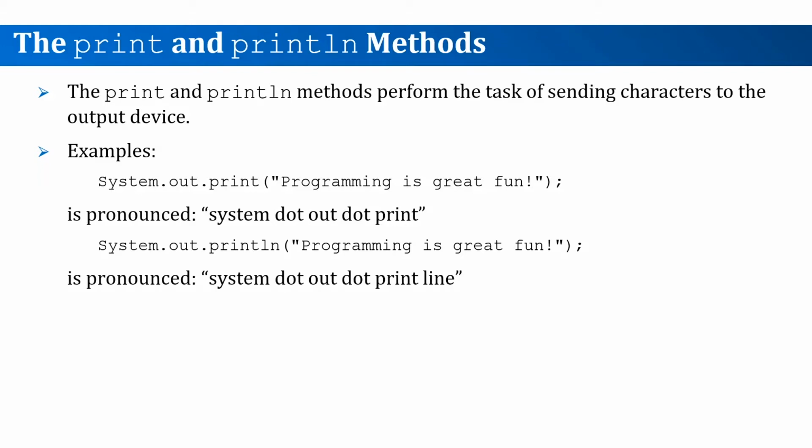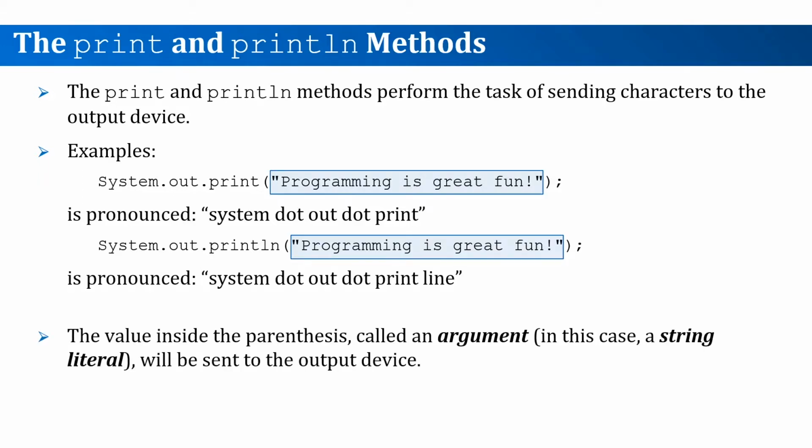The value between the parentheses of any method is called an argument. In this case, the argument of the methods print and println is referred to as a string literal. A string is a sequence of characters and is enclosed by a pair of double quotes. And it's literal because it's written in the code explicitly, as we can see here. Both print and println methods will send this string to be printed on the screen.